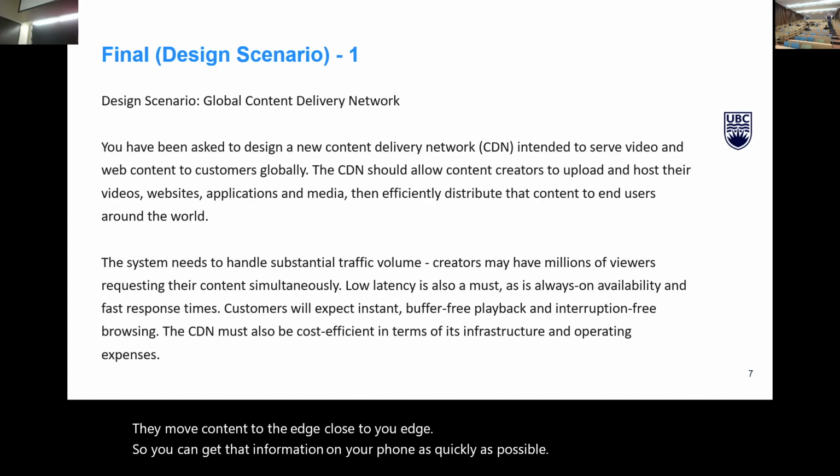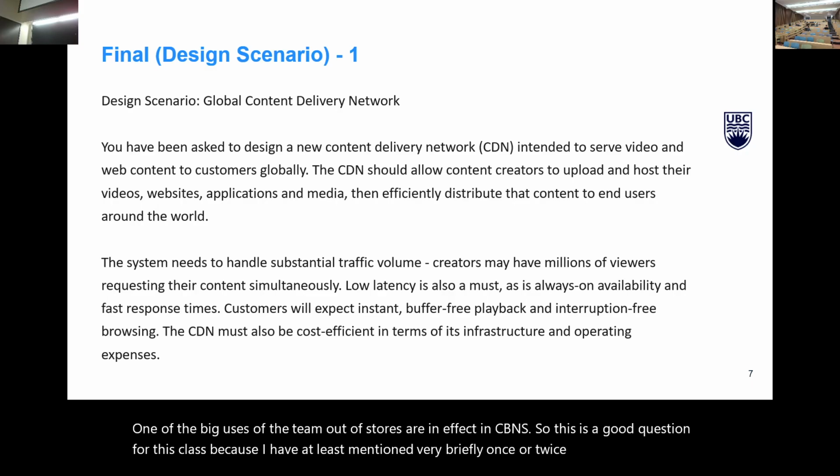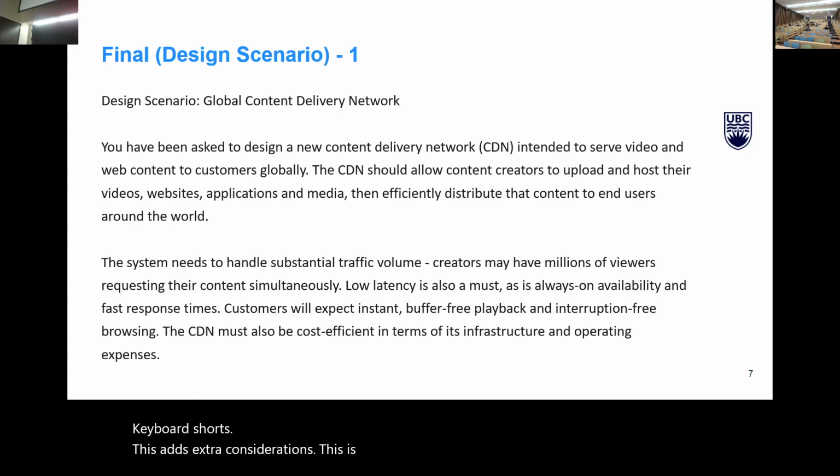One of the big uses of key value stores are, in fact, in CDNs. So this is a good question for this class because I have at least mentioned, very briefly, once or twice every 2 minutes, key value stores. But this adds some extra considerations on top of that. This is more of a real-world kind of consideration.